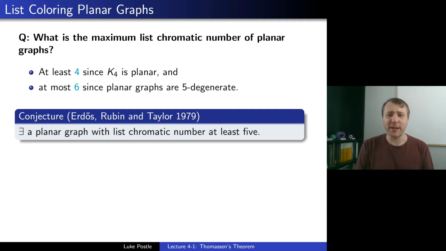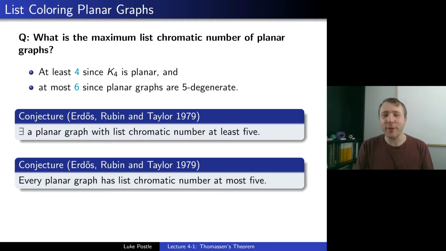That would be a very nice conjecture, but they also made a second conjecture, that 5 is actually the right number, that every planar graph has list chromatic number at most 5. So a very pretty answer. It's different: it's at least 5, but also different from the trivial bound, it's at most 5. These were the twin conjectures of Erdős, Rubin, and Taylor from one of the papers introducing list coloring.